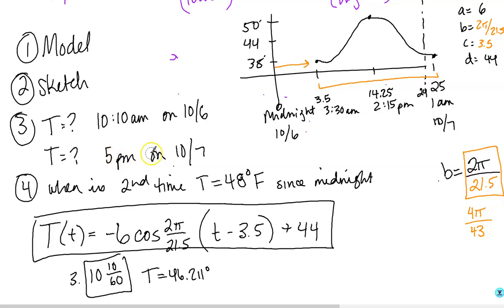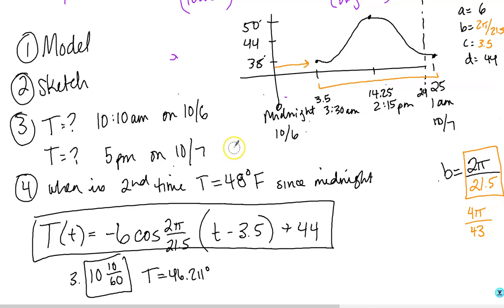Let's do it for 5 p.m. But this one wants 5 p.m. on the 7th. Holy moly. Okay. Remember that we're starting from midnight. So if I want to go, first of all, just to get to 10/7, I have to go 24 hours. Then I've got to go to 5 p.m. So let's think about that.